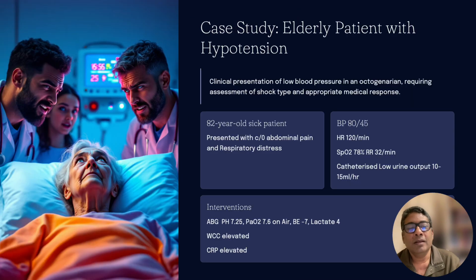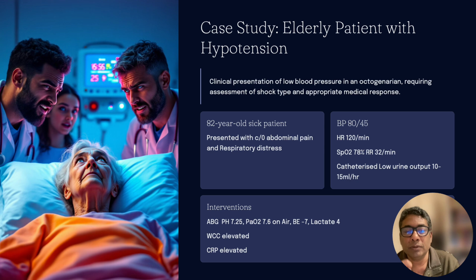Okay, so I'll give you a case study. Elderly patient with hypotension, clinical presentation of low blood pressure, requiring assessment of shock type and appropriate medical response. An 82-year-old sick patient presented with complaints of abdominal pain and respiratory distress. Blood pressure 80 by 45, heart rate 120 per minute, saturation 78% on air, respiratory rate 32 per minute, catheterized, low urine output 10 to 15 ml per hour for the last 2 hours. You've been called in to see this patient in the ward. Let me say it's a ward now, okay?